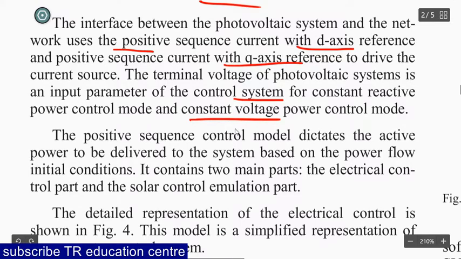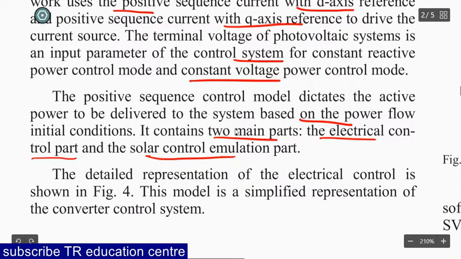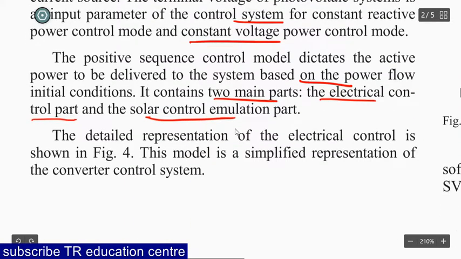The positive sequence control model dictates the active power to be delivered to the system based on the power flow initial condition. It contains two main parts, the electrical control part and the solar control emulation part. The detailed representation of the electrical control is shown in the figure. This model simplifies the representation of the converter control system.